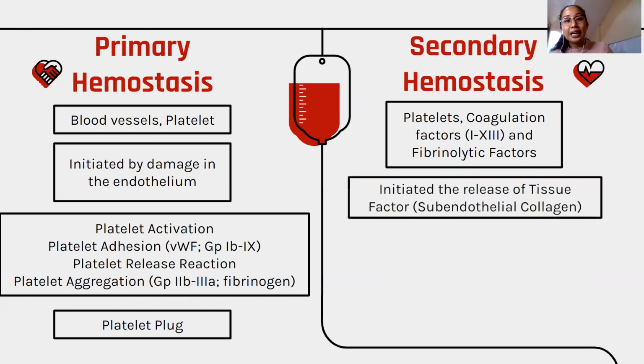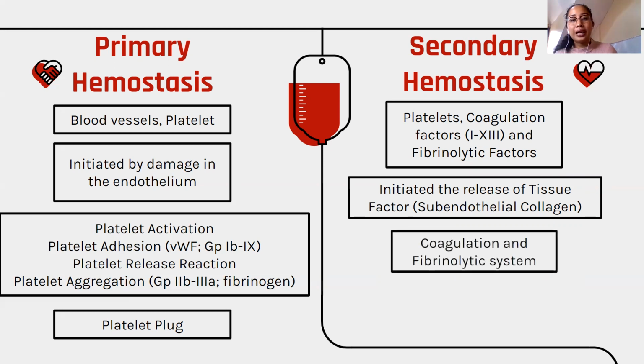So class, secondary hemostasis happens when there is the release of tissue factor. Tissue factor is produced by your collagen, when the injury to the blood vessel is deeper. What happens in secondary hemostasis is that the coagulation system becomes activated. So coagulation is activated, there is the formation of thrombin, and eventually fibrinogen is converted to fibrin.